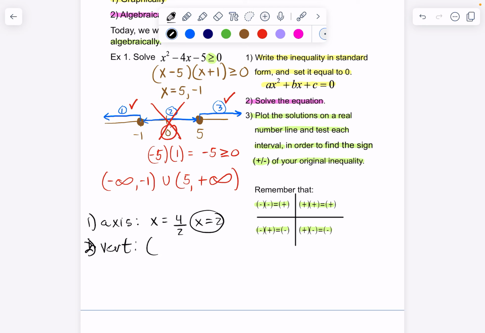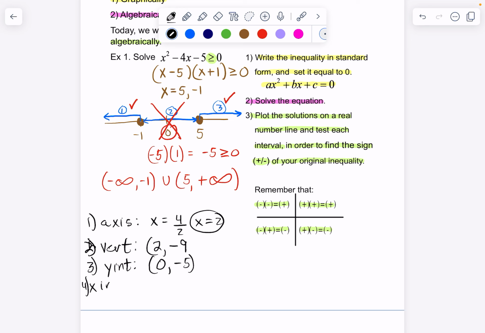My vertex, the x value of 2 when I plug it in, 2 squared is 4 minus 8 is negative 4. Negative 4 minus 5 is negative 9. That's my vertex. And then my y-intercept is when x is 0, y is negative 5. And I have my x-intercepts, actually.